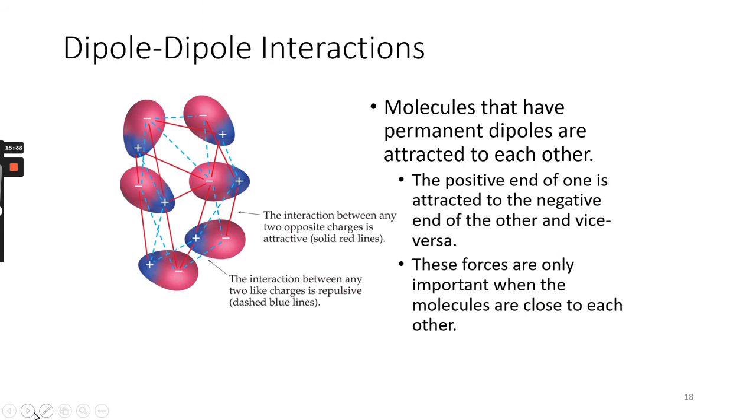So let's talk about when we have polar molecules. When we have two polar molecules, they have something called dipoles. So here is your polar molecule. One side of it is partially positive, the other side is partially negative. And they are going to attract another molecule, to its negative side, the positive side. And those attractions are called your dipole-dipole interactions. In this diagram, the red lines are your dipole-dipole interactions. The blue lines are repulsions.